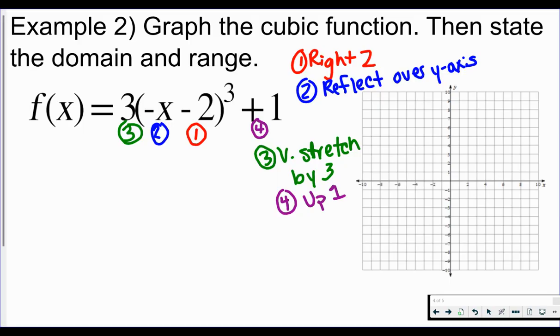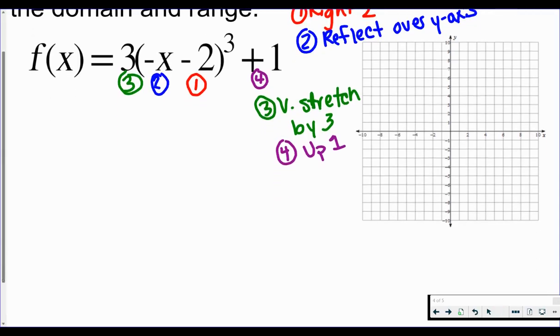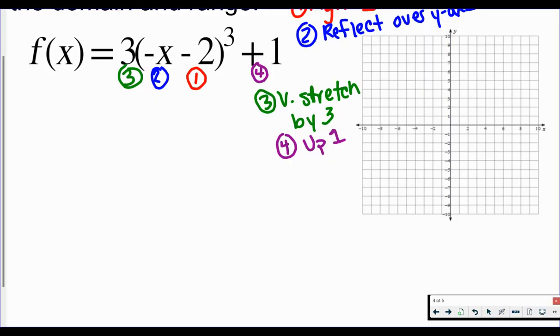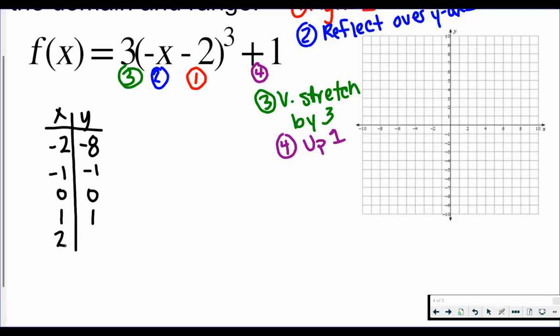So just like we did with quadratics and absolute values, we have the parent table to start from, and then we apply our transformations to that parent table. So the parent table is -2, -8. Think about what -2 cubed is. That gets us -8. -1 cubed, -1. 0 is 0. 1, 1, and 2, 8.